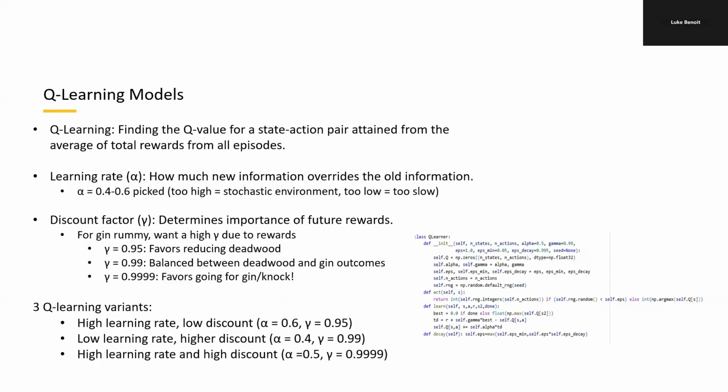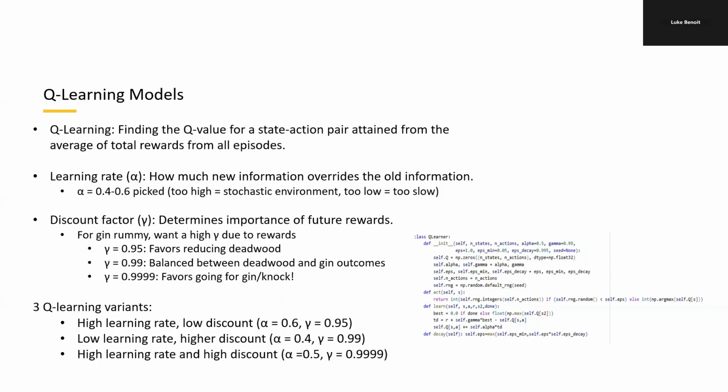Our discount factor determines our importance for future rewards, which is obviously very important for Gin Rummy because we want to get to our reward. We want to get to a gin. We want to get to a knock, right? The way we scaled our discount factors was based on whether we want to go for a gin, reduce our deadwood, or combine both.